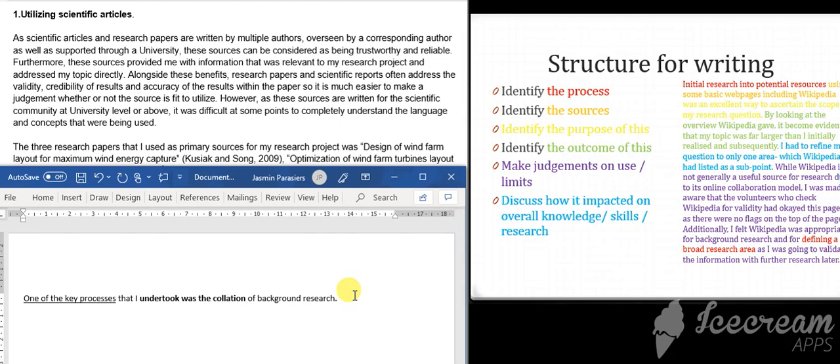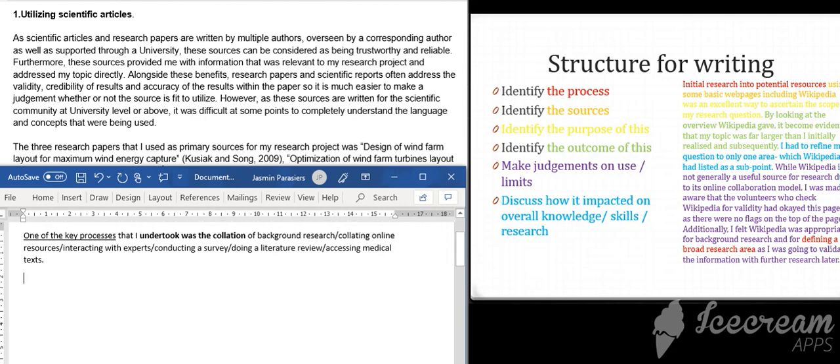So we start off, what are we going to talk about? It could be background research. It could be collating online resources. It could be interacting with experts. It could be conducting a survey. It could be doing a literature review. Could be accessing medical texts, etc., etc. There's so many different things. Pick one. Then that's our first sentence. And you'll notice on the right-hand side there, that's the part that matches the R. What is it? Now, what we then need to do is actually talk through the specifics.